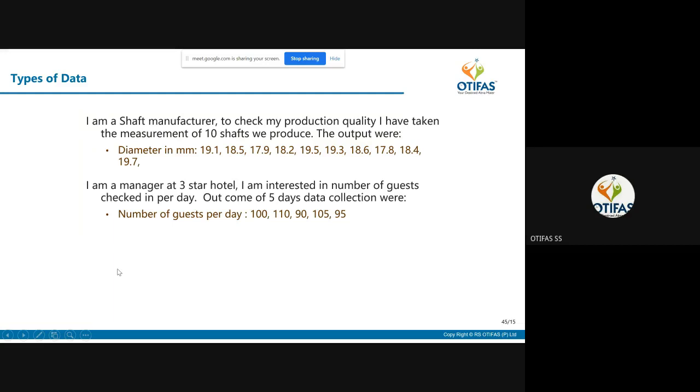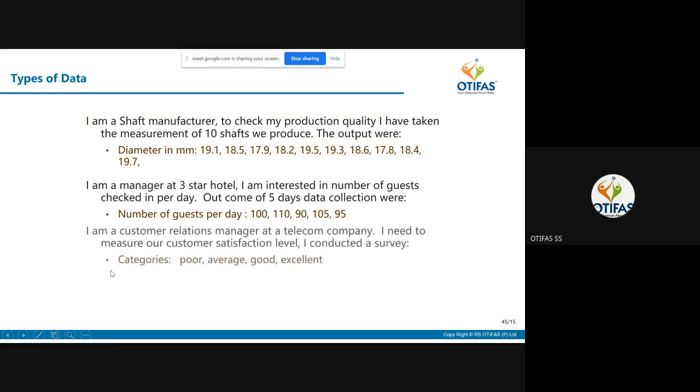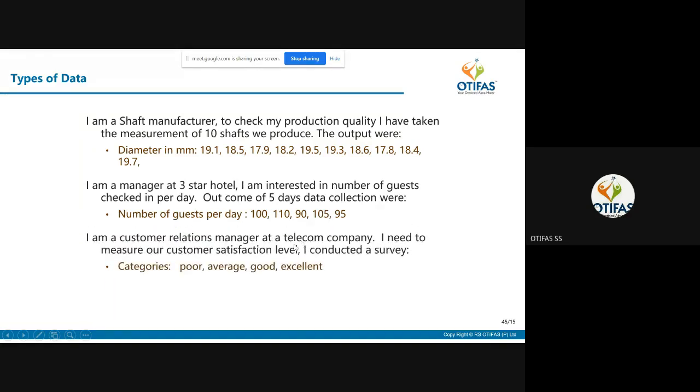Now let's take one more scenario. You're a customer relations manager at a telecom company and you need to measure customer satisfaction level. If you conduct a survey, what is the output that you're going to get? People will rate you accordingly: poor, average, good, etc.